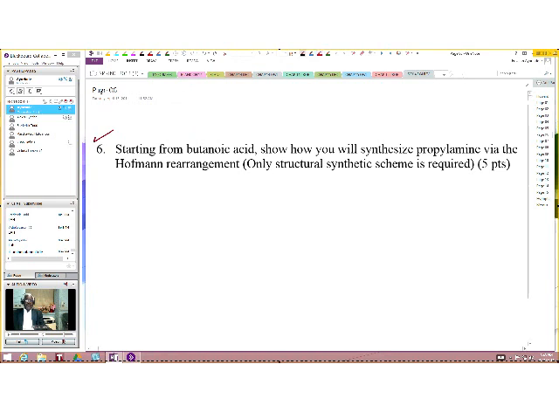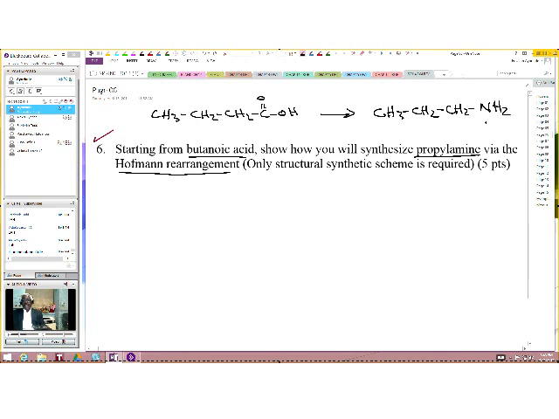So they want us to start with butanoic acid. And then you have to make propylamine. And of course, they have given you a hint. You want to use the Hofmann rearrangement. Okay, so we start off. Start with butanoic acid, which is this here. And then they want you to go to here.